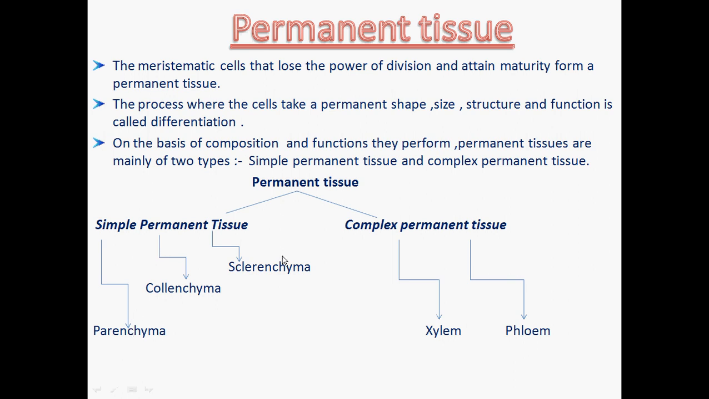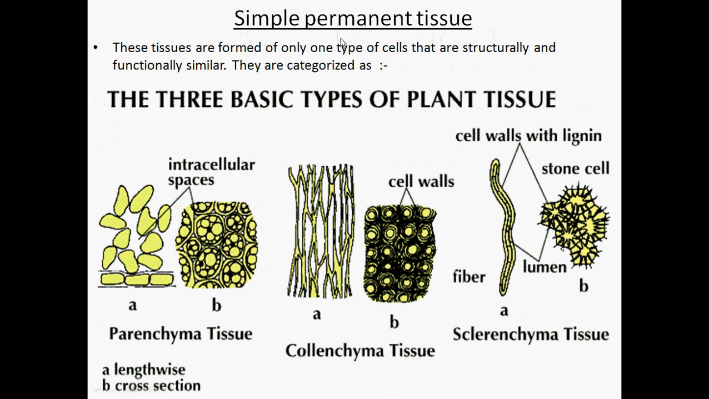Simple permanent tissues are the ones which have only one type of cells that are structurally and functionally similar. Now you can see the lengthwise and cross-sectional views of the different tissues: parenchyma tissue, collenchyma tissue, and sclerenchyma tissue. You can see there are intercellular spaces between the cells of the parenchyma tissue, and they might be spherical, oval or polygonal. Similarly, the collenchyma tissues have cell walls with cellulose deposited, and they might be circular, oval, or polygonal in shape.